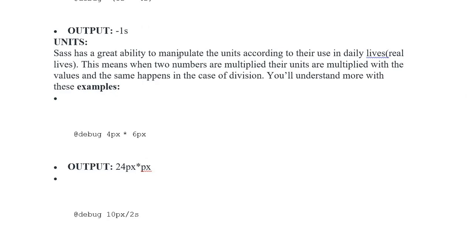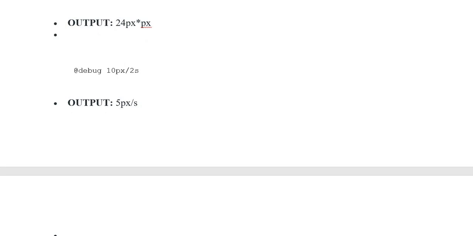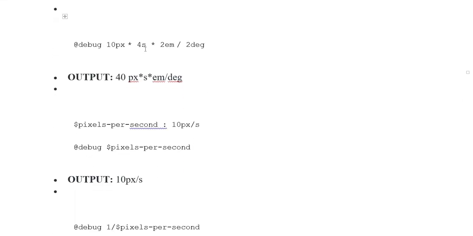Units: SAS has the great ability to manipulate the units according to their use in real lives. This means when two numbers are multiplied, their units are multiplied with the values, and the same happens in the case of division. We will understand more with these examples. Debug 4 pixel multiply 6, 24, and 10 pixel division by 2, 5 pixel. 10 multiply by 4 and multiply by 2, 40 multiply by S and EM over DG.